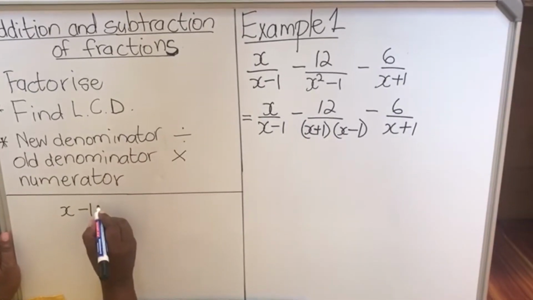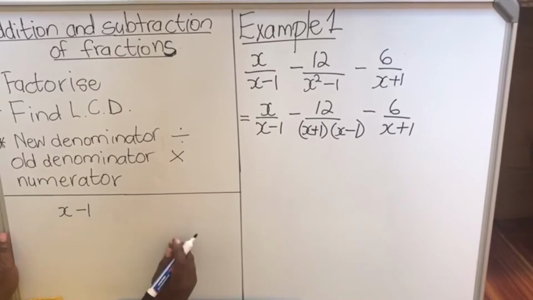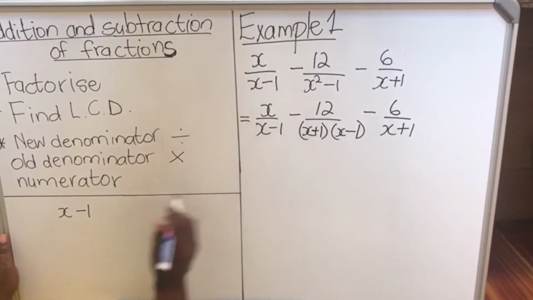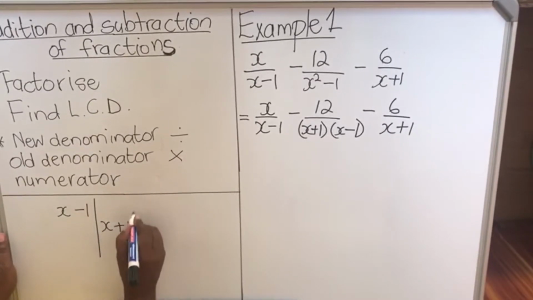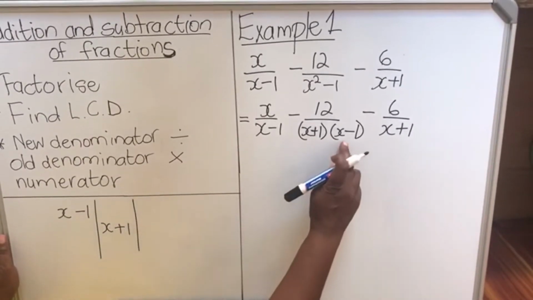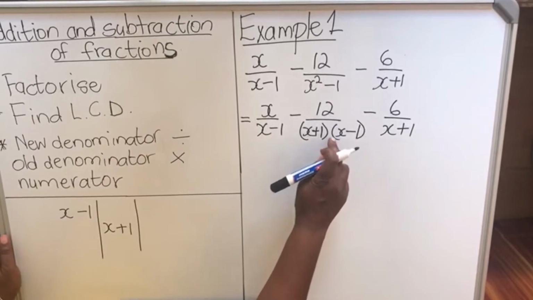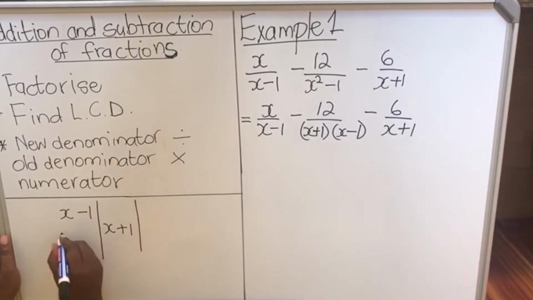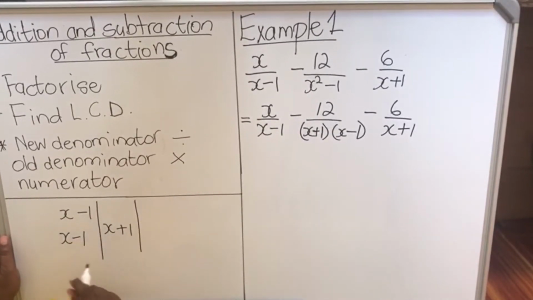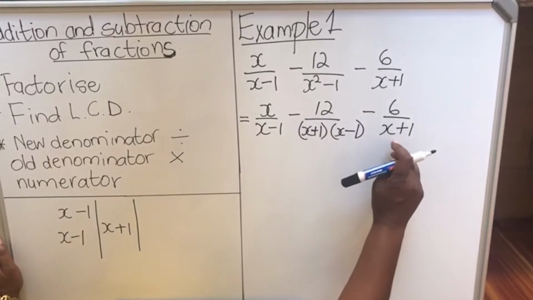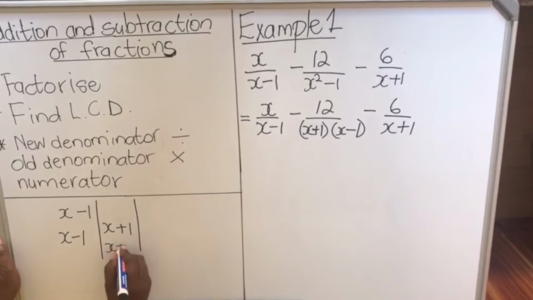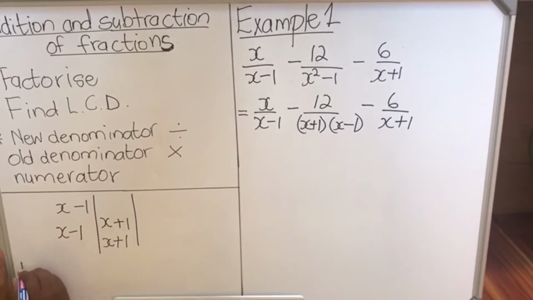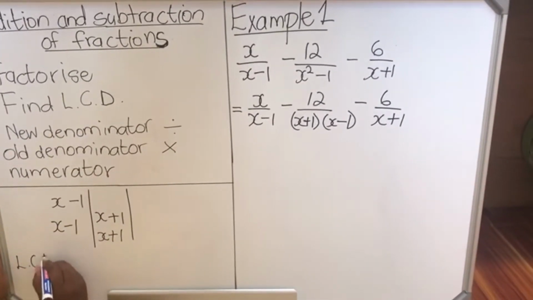So what I'm going to do, I'm going to look, do I have an x plus 1 already? X plus 1, I don't have. So I'm going to form a new column, x plus 1. And then, do I have an x minus 1? Yes, I have. So I'm going to write that underneath the one that I have already. Then I go to the third fraction. I have an x plus 1. Do I have an x plus 1? Yes, I have. Now, this is how I find my lowest common denominator.